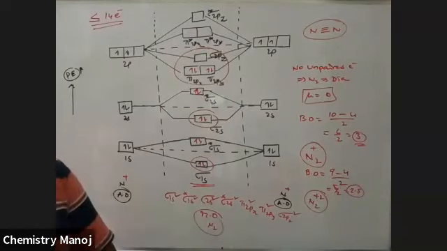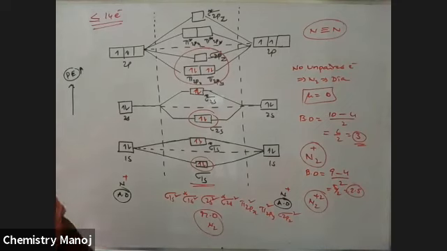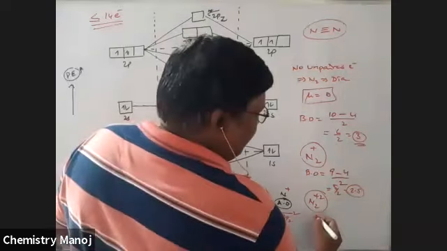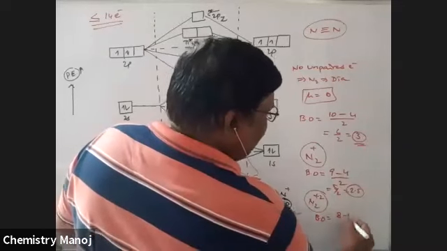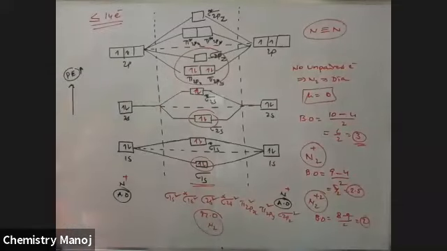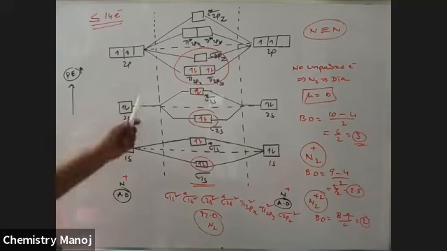Now what is the bond order? So that is 8 minus 4 by 2, that is 2. Bond order is equal to 2. So like this.